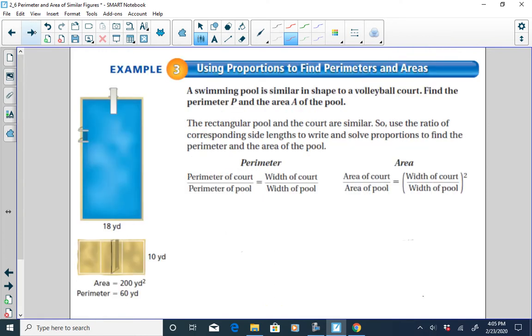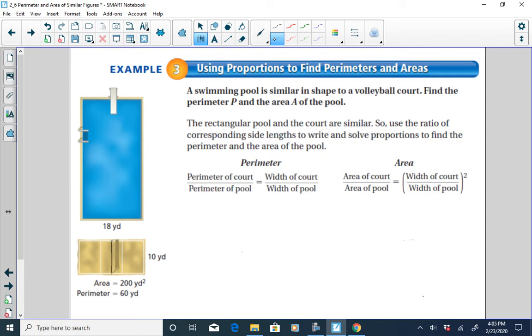Okay? So let's continue. We want to be able to use proportions to find the perimeters and the areas. Well, the rectangular pool and the court are similar. So we're talking about this rectangular pool here and this tennis court here. So use the ratio of the corresponding side lengths to write proportions to find the perimeter and the area of the pool. All right, so what's that going to look like?